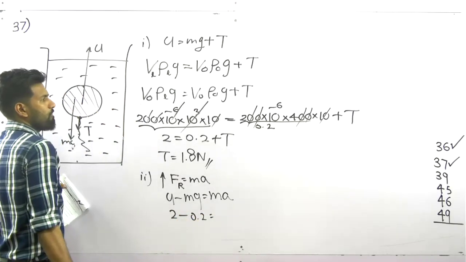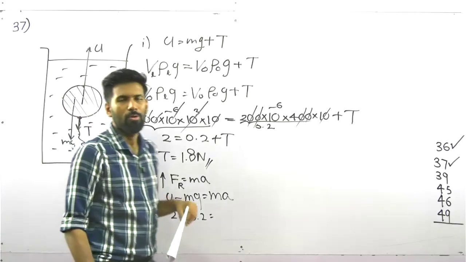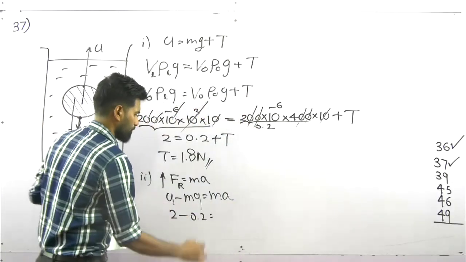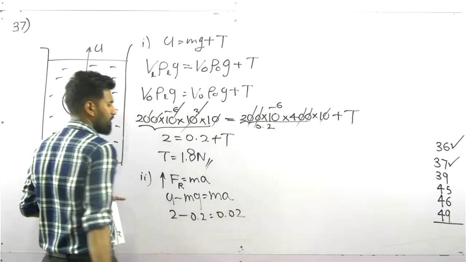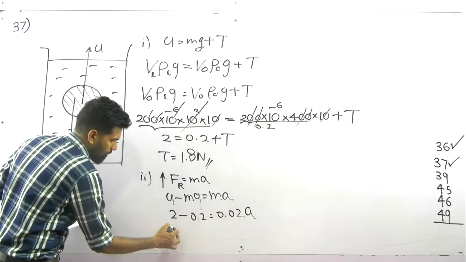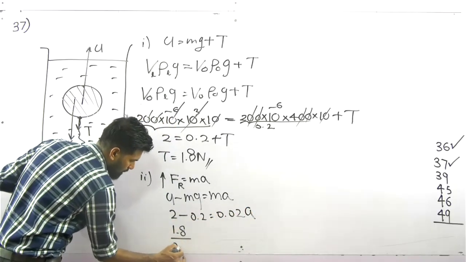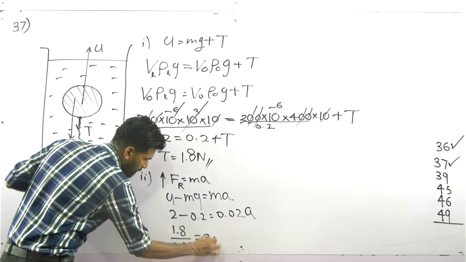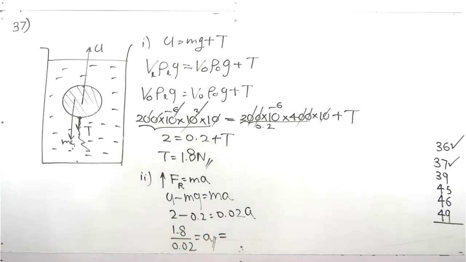If the weight is 0.2, the mass is 0.02. So 1.8 divided by 0.02 will be the acceleration.